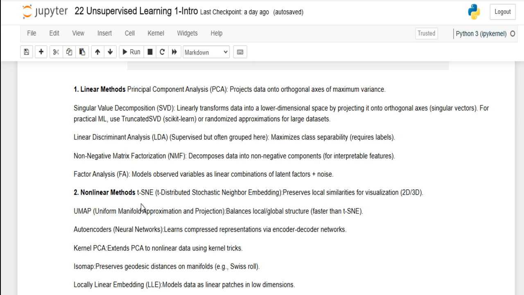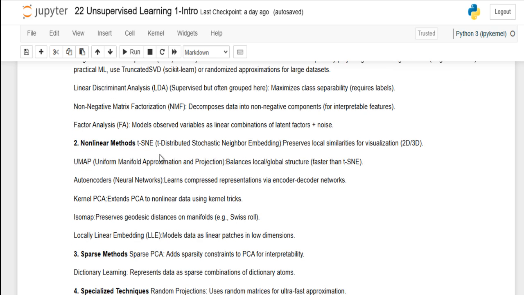Also, we have non-linear base, such as t-SNE, t-distributed stochastic neighbor embedding, which preserves local similarity for visualization, 2D or 3D. We have UMAP, uniform manifold approximation and projection, which balances local and global structure and is faster than t-SNE. We also have autoencoders for neural networks, which learn compressed representation via encoder and decoder networks. We have what they call kernel PCA, which extends PCA to non-linear data using kernel tricks.